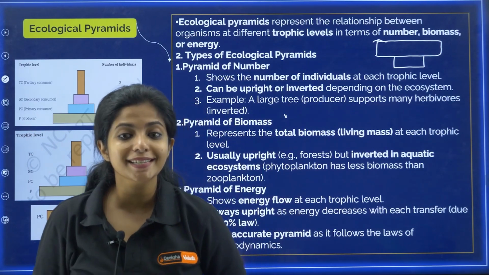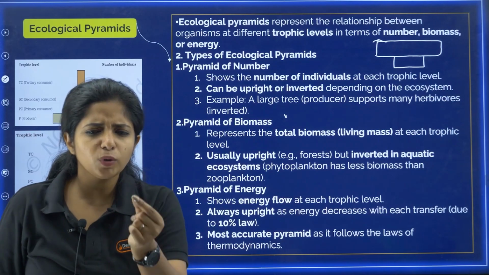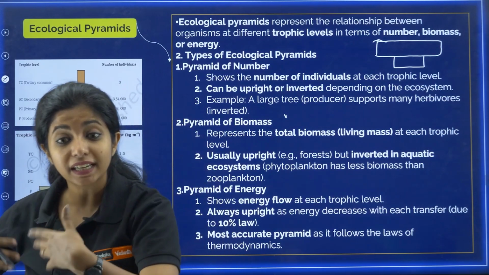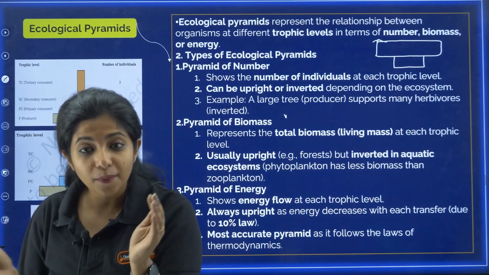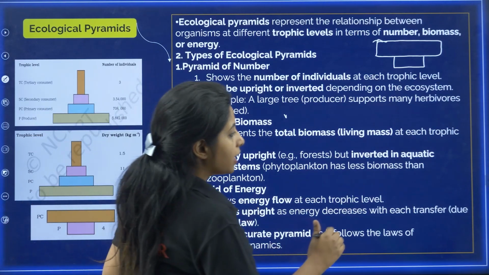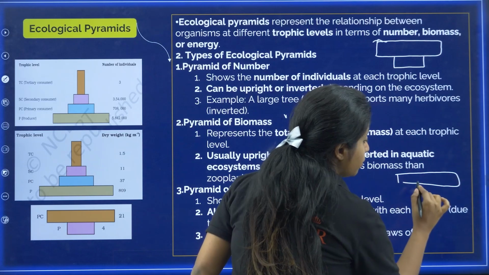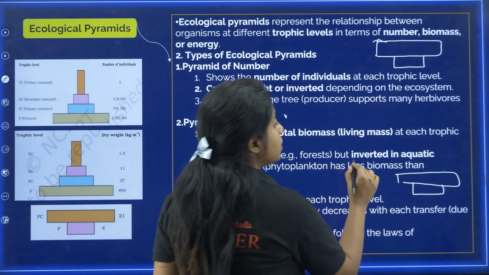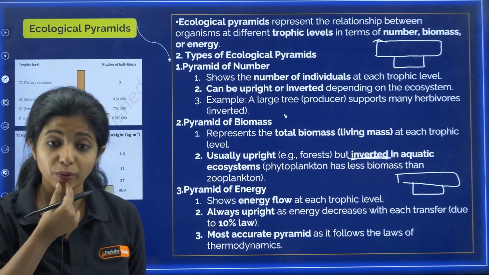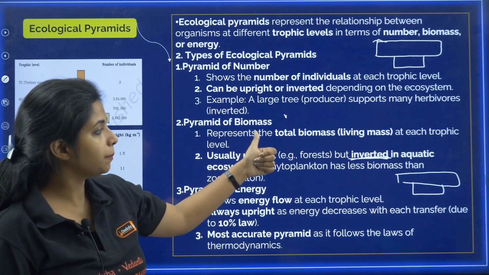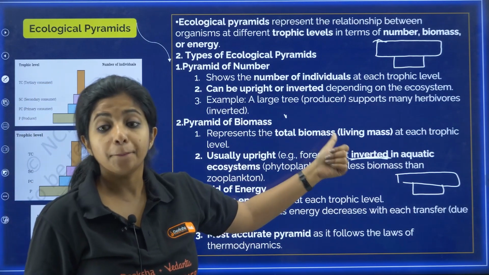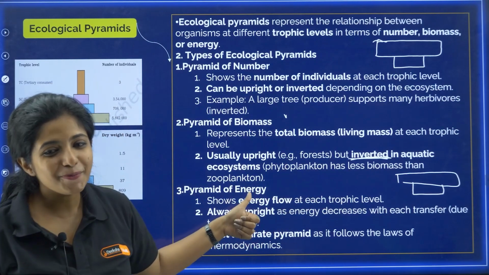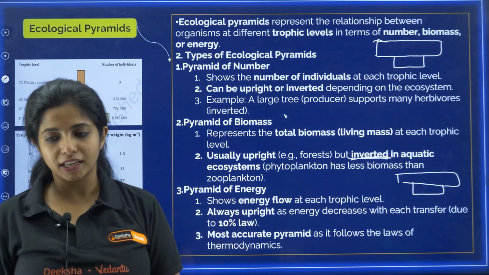But what about an aquatic ecosystem where phytoplanktons are there? Phytoplanktons are tiny organisms, my dear children. What biomass will they be having? The other organisms are eating them completely again and again, so their amount is getting lesser. In their case also, the primary consumers will be more, but the producers will be less. Again, you get an inverted pyramid. So it is usually upright, for example in a forest, but inverted in an aquatic ecosystem, because phytoplankton has less biomass than zooplankton or small fishes or large fishes.